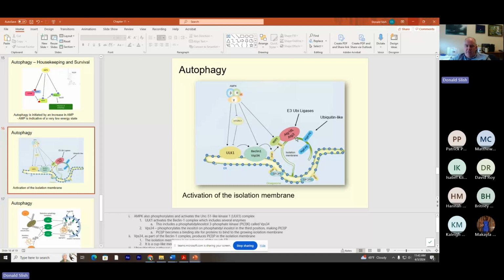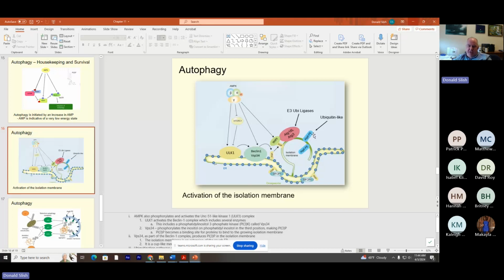WIPI then is going to bring in these two enzymes. These are both E3 ubiquitin ligases, ATG16L and ATG3. And so ATG16L, and I don't know if the mechanism is known all that well, but this is ubiquitin ligase, but somehow it's going to activate this ubiquitin ligase. So ATG is a ubiquitin ligase that's then going to put this ATG8 on phosphatidylethanolamine.